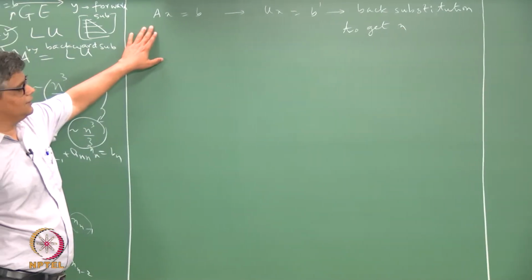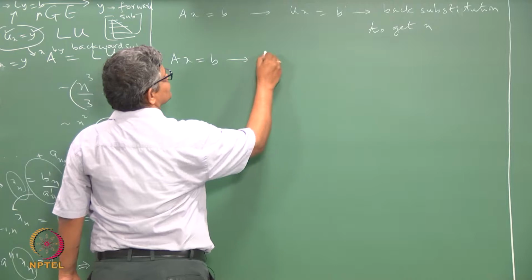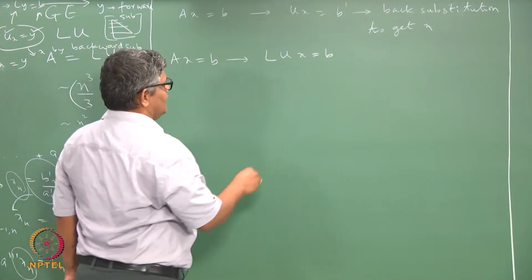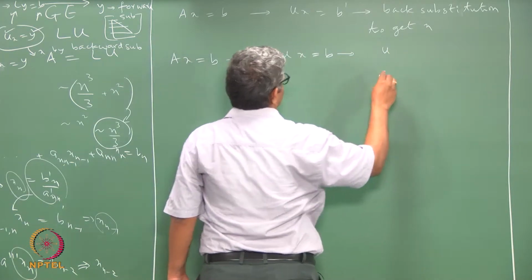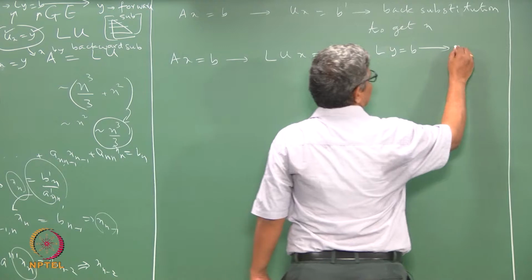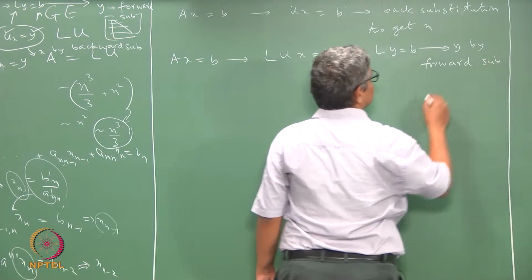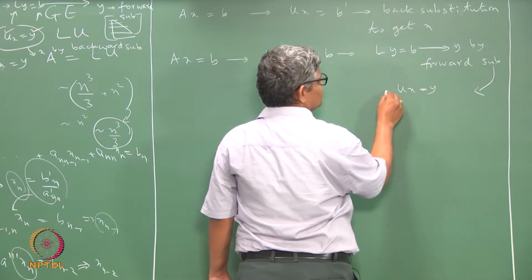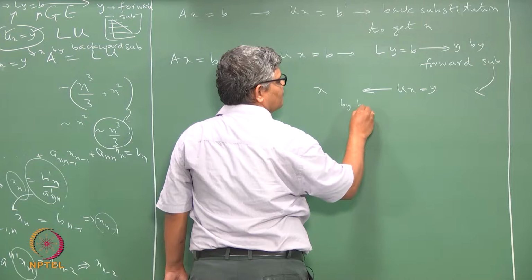The first method is the Gaussian elimination method. The second method, Ax equal to b, written as LUx equal to b, the same b, and solving this in 2 steps as Ly equal to b, giving y by forward substitution, and this is followed by solution of Ux equal to y and solving this for x by backward substitution.